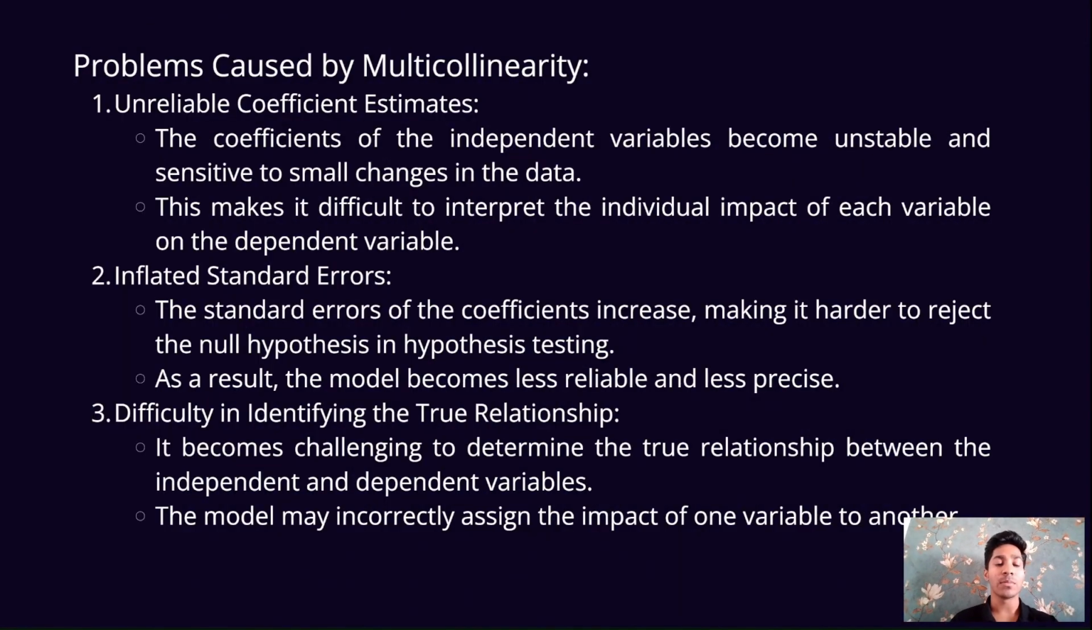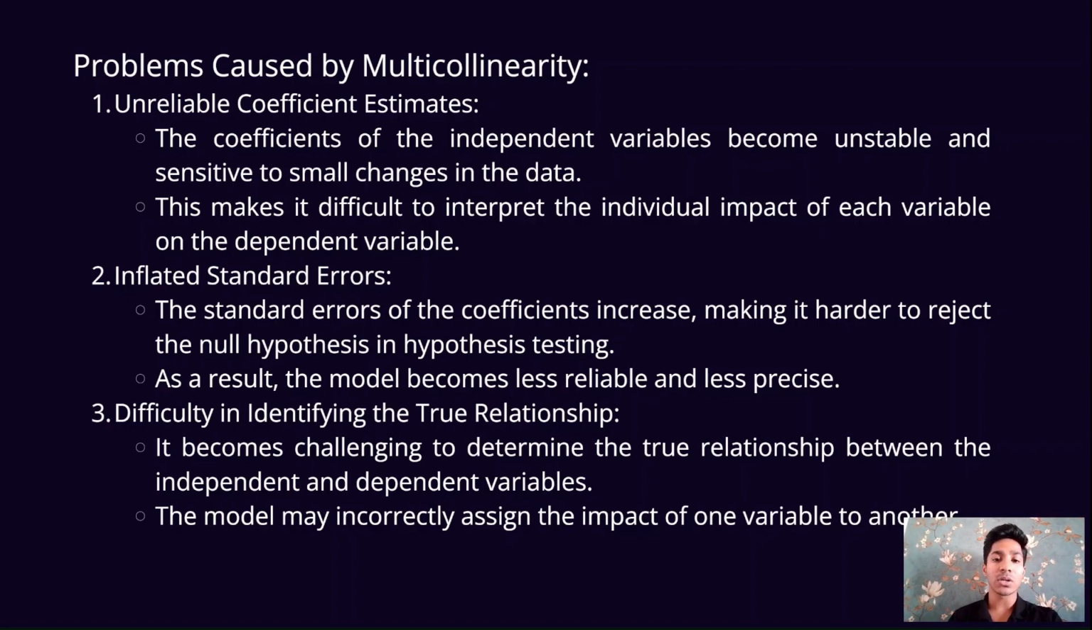Then there are several problems that are caused by multicollinearity. First is unreliable coefficient estimates. In this, the coefficients of the independent variables become unstable and sensitive to small changes in the data. This makes it difficult to interpret the individual impact of each variable on the dependent variable. And second problem we have is inflated standard errors.